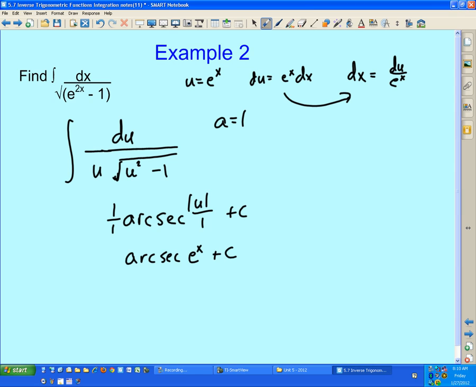And so what we're trying to do is relate this to what we've done before, trying to get it into a pattern that we can deal with using one of our inverse trig functions.